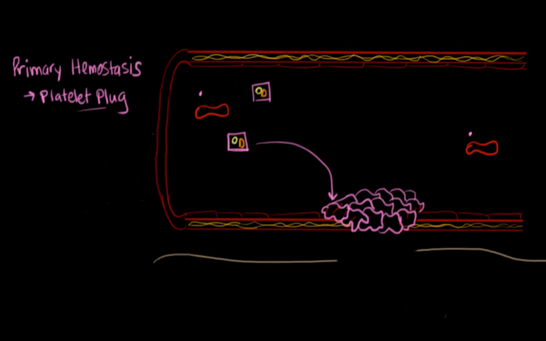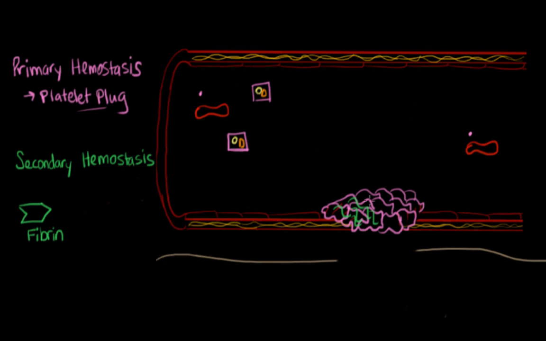But this is still kind of weak, and we need to make this stronger. And that's where secondary hemostasis comes into play. In secondary hemostasis, we make this platelet plug stronger with a protein called fibrin. And what fibrin does is it lays over and links up on top of this platelet plug and makes it tighter and sturdier. It's like tying a knot. In order to prevent it from getting loose, you double knot it or triple knot it. And this is exactly what fibrin is doing.